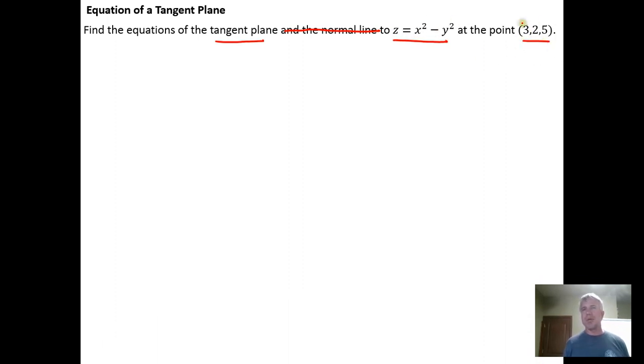And if we didn't mess up, we should be able to plug 3 and 2 in for x and y, and it should output that 5 for us. So 3 squared is 9, minus 2 squared is 4, 9 minus 4 is 5, so this point looks correct.